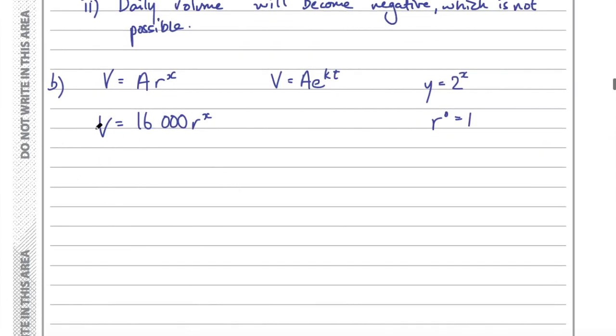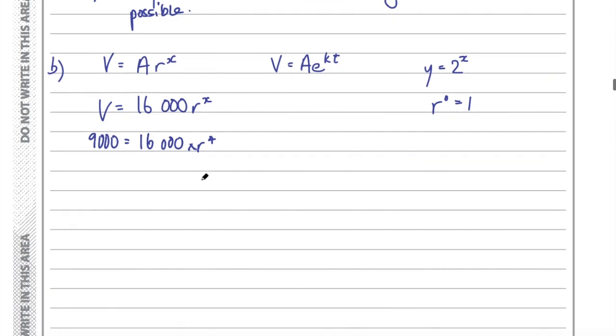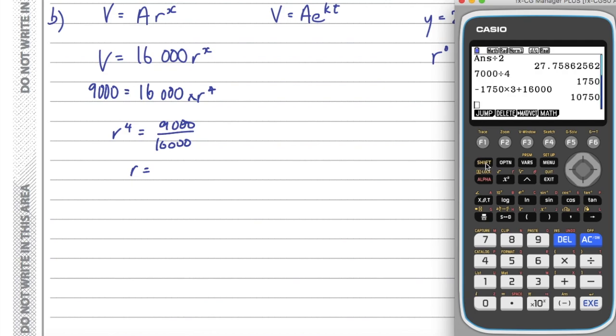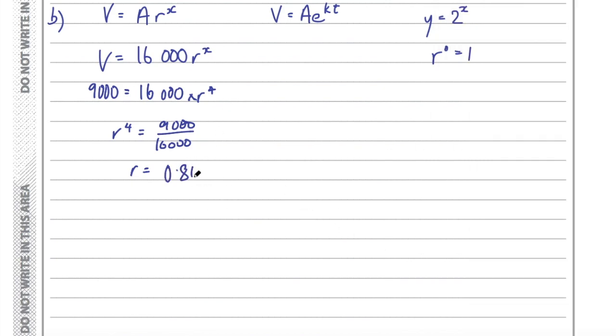So we could say that the volume is 9,000, and this equals 16,000 times r to the x years. So in this case, x was 4, and this will allow us to solve for r. So r to the power 4 will be 9,000 divided by 16,000. And then r equals the fourth root of that, so let's just do that on a calculator. So we can do the fourth root of 9,000 divided by 16,000, and we get 0.866 approximately. So we'll leave it at that, 0.866.